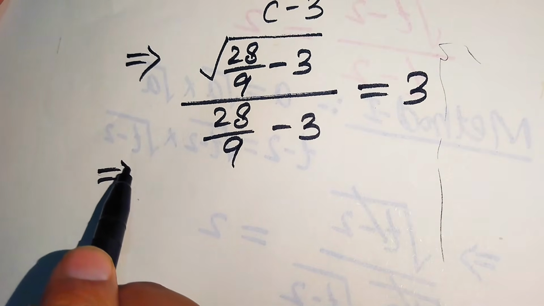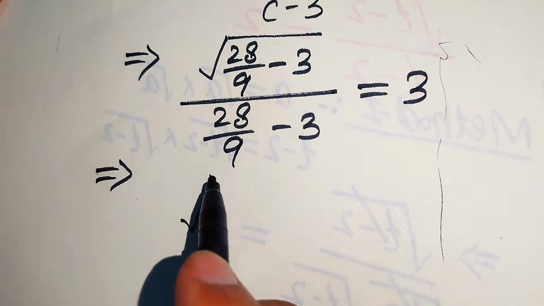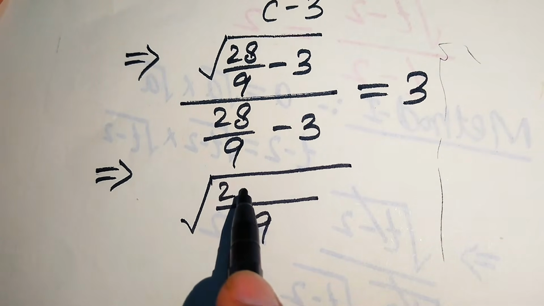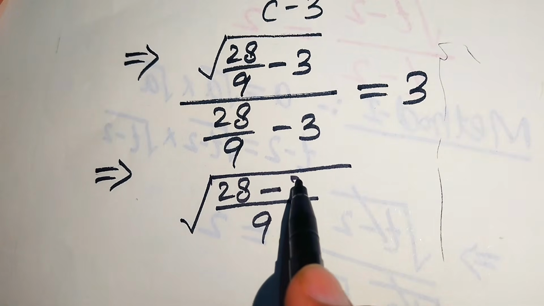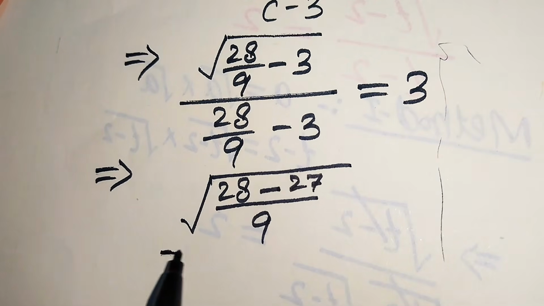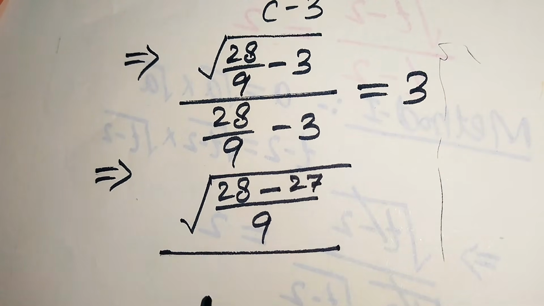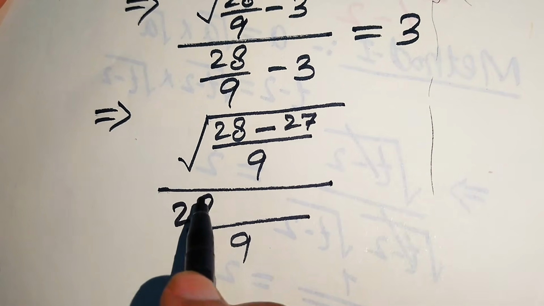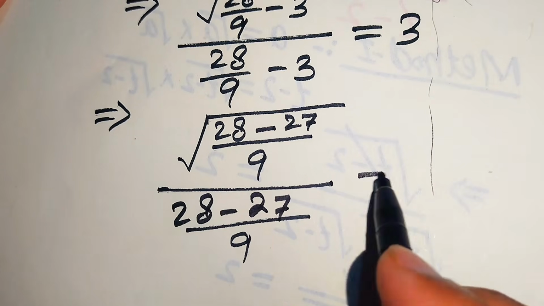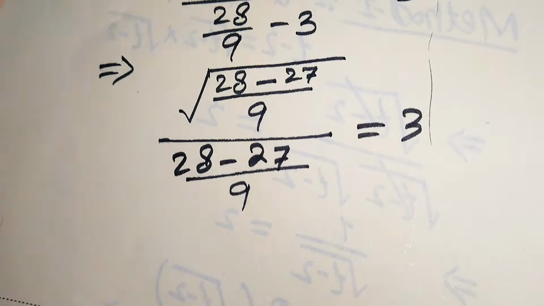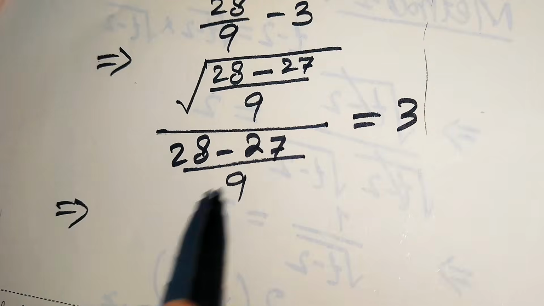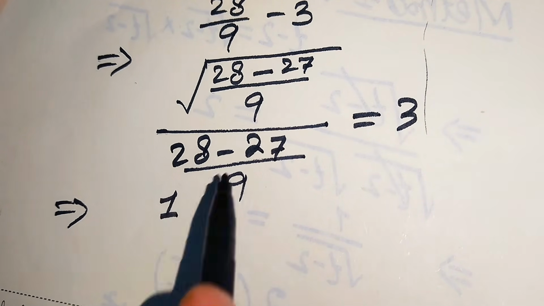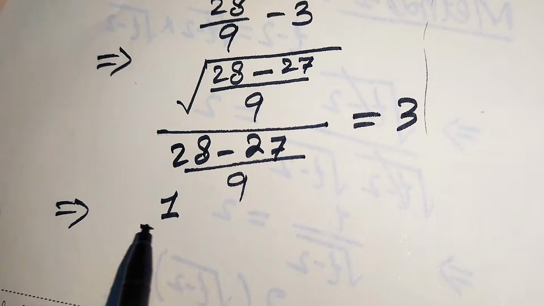So here, when we take the LCM of the numerator term, the LCM becomes 9, and we get here 28 minus 9 times 3, which becomes 27. And in the same pattern we also take the LCM of the denominator term, and its LCM becomes 9, and we get here 28 minus 27, and we check whether this is equal to 3 or not. So here we simplify the term: 28 minus 27 becomes 1, and we know that the square root of 9 becomes 3.